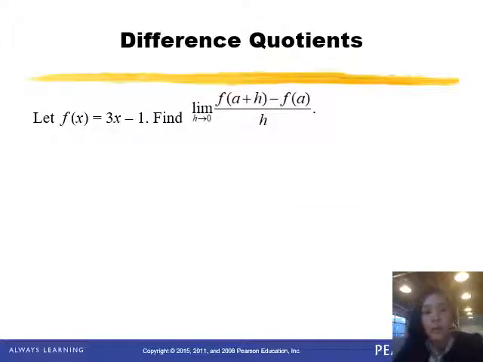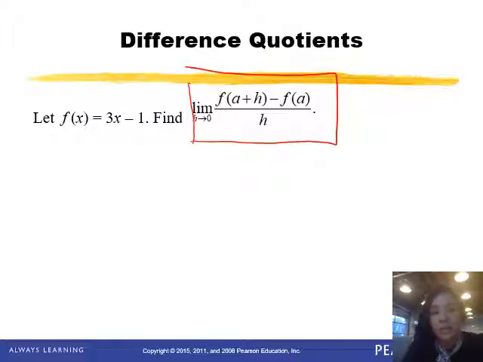So here is this problem. The limit as h approaches 0 of f of a plus h, minus f of a, all over h. Now, the reason why I'm really taking my time with this is because this is the definition of a derivative, which we'll be seeing the rest of this chapter.